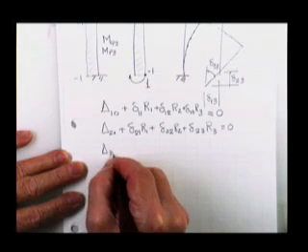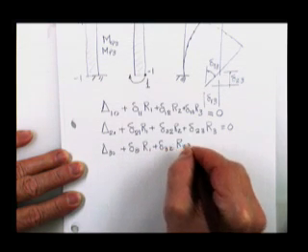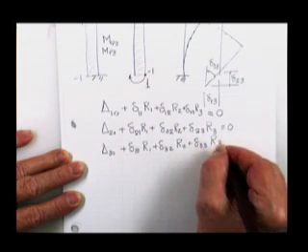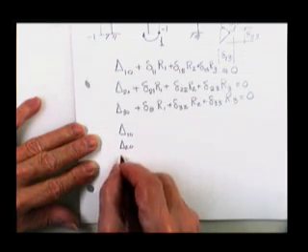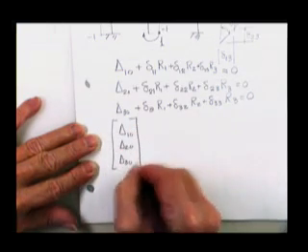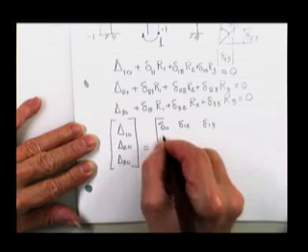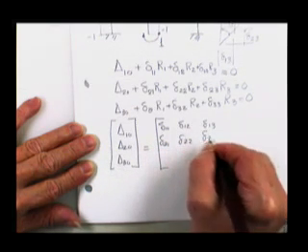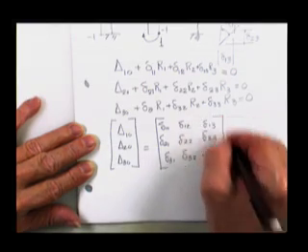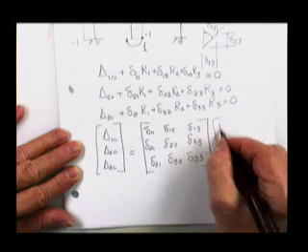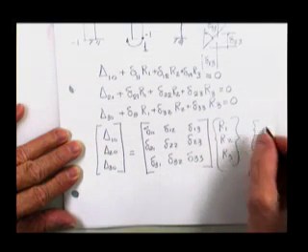And finally, delta 3-0 plus delta 3-1, R1, plus delta 3-2, R2, plus delta 3-3, R3 is equal to 0. That says delta 1-0, delta 2-0, delta 3-0. You know what matrices are. Delta 11, delta 12, delta 13, delta 21, delta 22, delta 23, delta 31, delta 32, delta 33 times R1, R2, R3 is equal to 0.